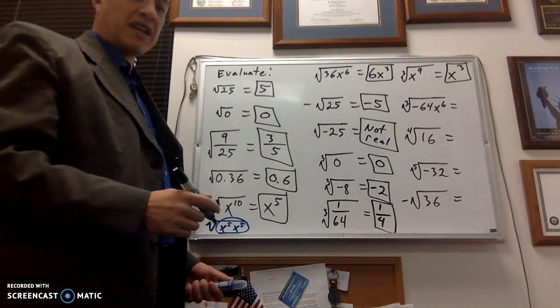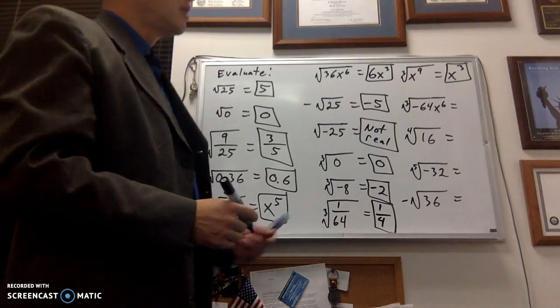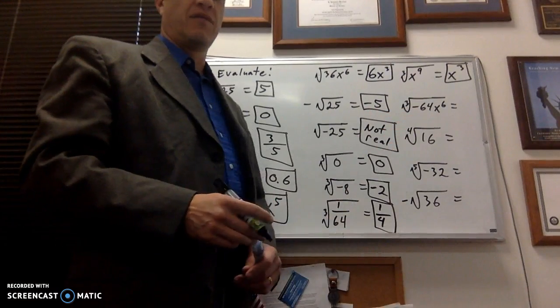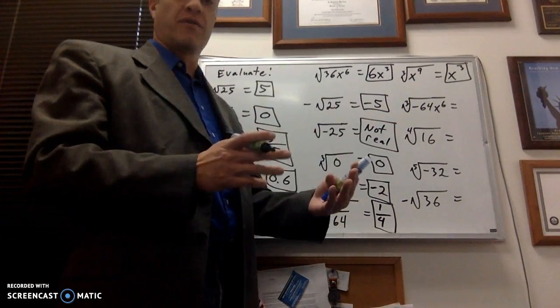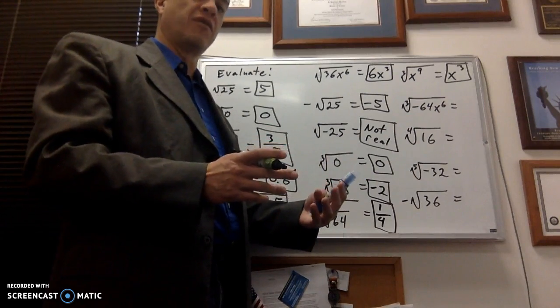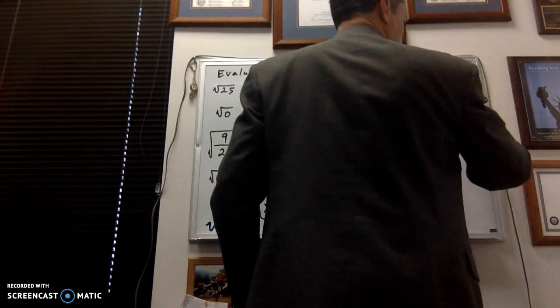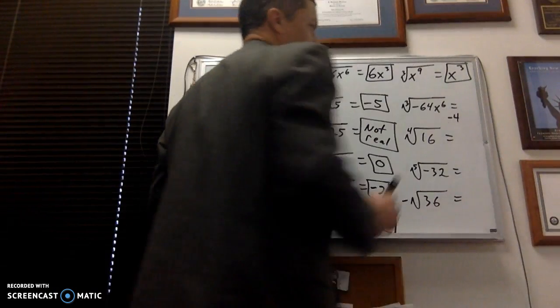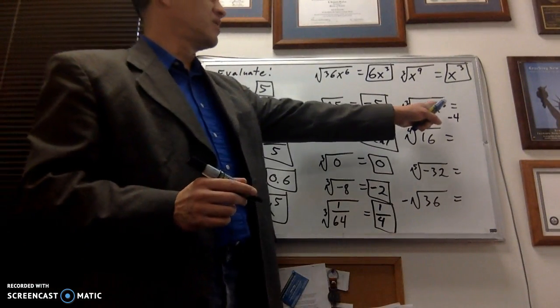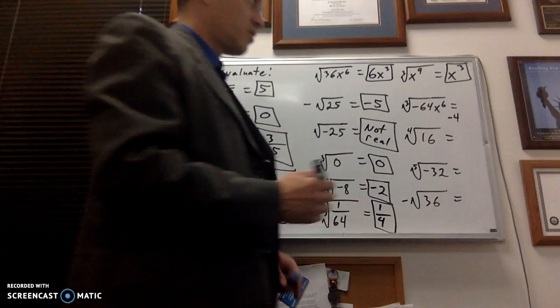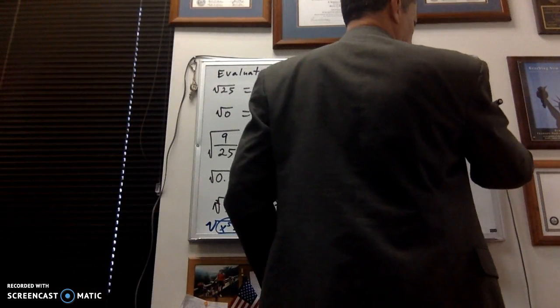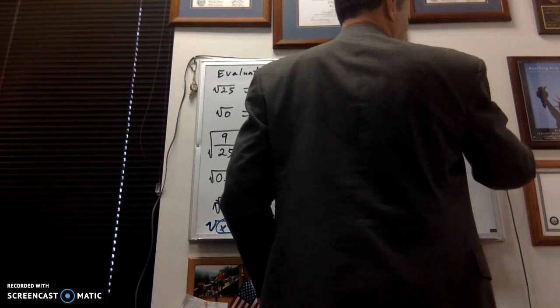The cube root of negative 64x to the 6th. Well, the cube root of 64 is just 4. The cube root of a negative 64 is possible. It'll be a negative 4. And hopefully you figured out the x to the 6th business. 6 divided by 3 is, excuse me, 2. So negative 4x squared.